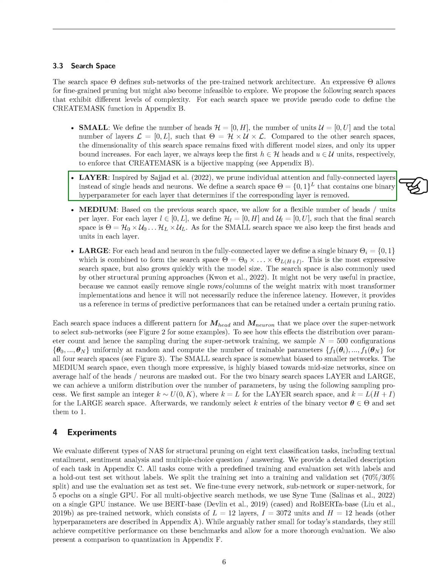Section. Experiments. In this section, we assess various neural architecture search (NAS) methods for structural pruning on 8 text classification tasks. These tasks cover areas like textual entailment, sentiment analysis, and multiple choice question answering. Each task has a training set with labels, an evaluation set, and a test set without labels. We split the training set into training and validation sets, 70%, 30% split, and use the evaluation set as the test set. We fine-tune every network for 5 epochs on a single GPU.